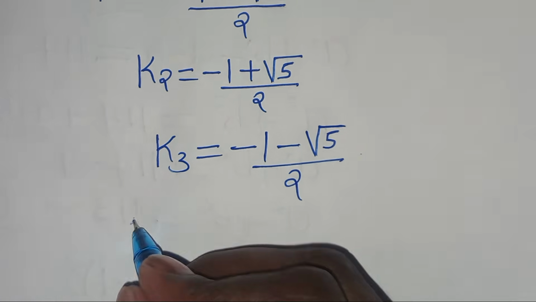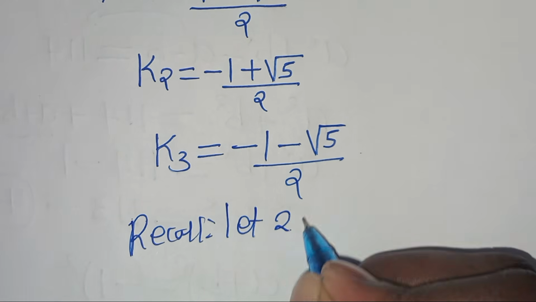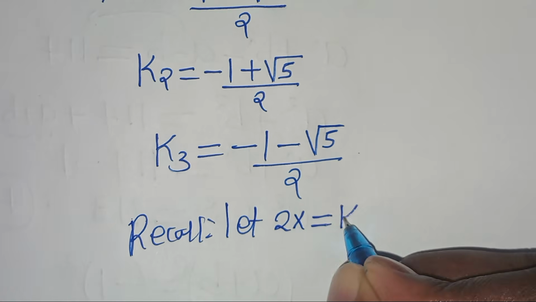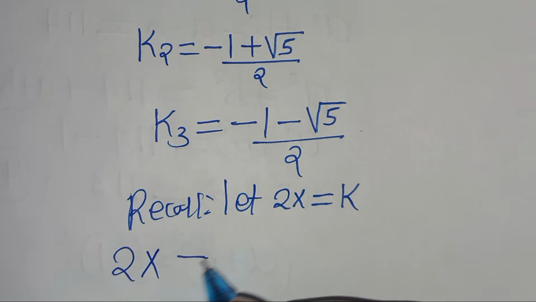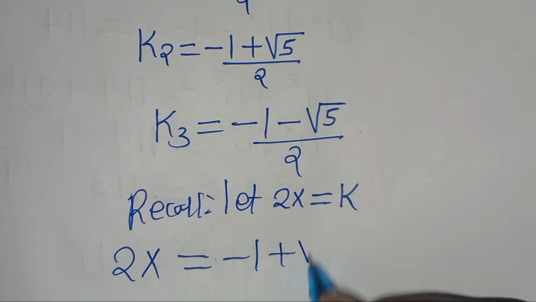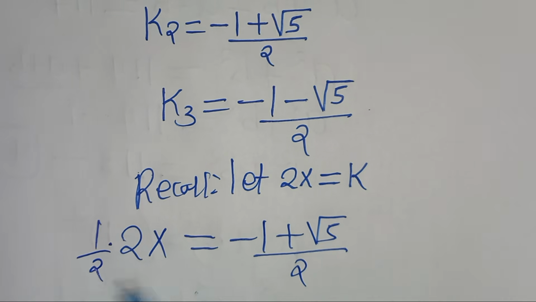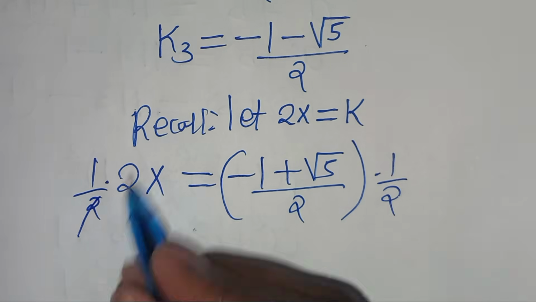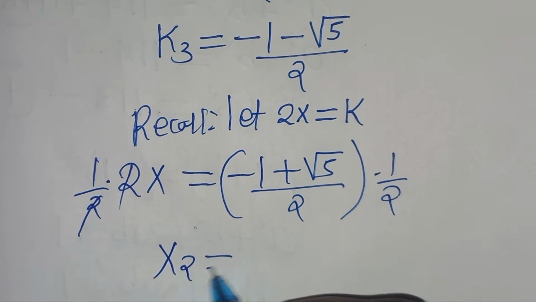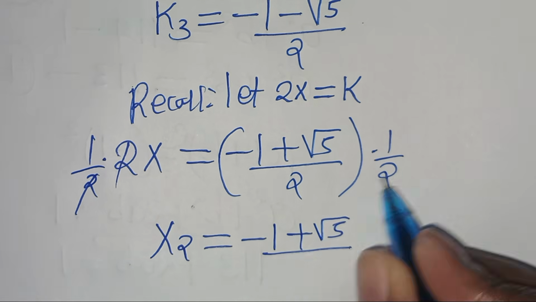Now, if you recall, we have seen that we let 2x be equal to k. Now let's substitute k2 so that we have 2x equal to minus 1 plus square root of 5 over 2. So let's multiply both sides by a half, so that now we have x2 is equal to minus 1 plus square root of 5 over 2 times 2, which is 4.